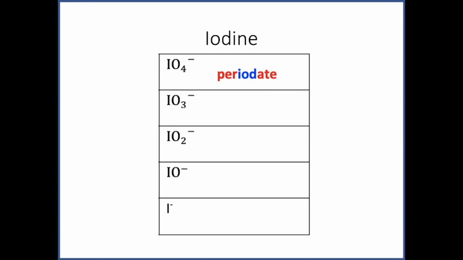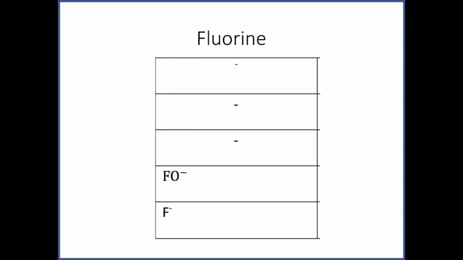Okay, you should have gotten periodate for the one with 4 oxygens, iodate with a suffix -ate for the one with 3 oxygens, iodite for the one with 2 oxygens, and hypoiodite for the one with 1 oxygen. And of course, iodide is the name of the iodine anion. Now let's take a look at fluorine.